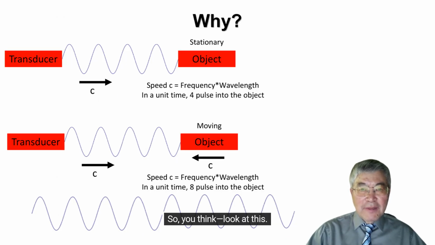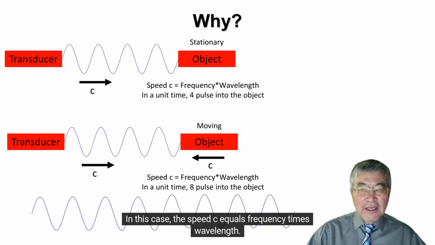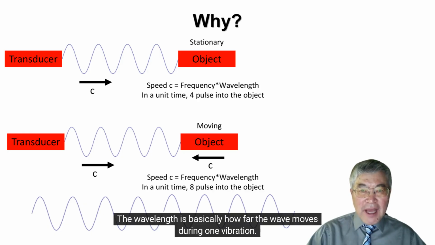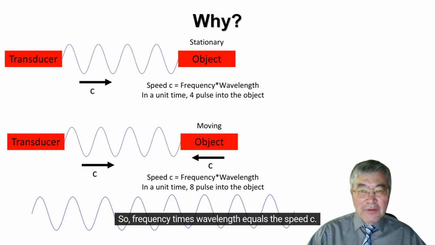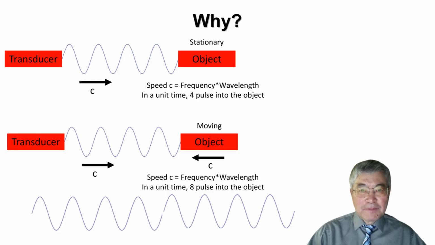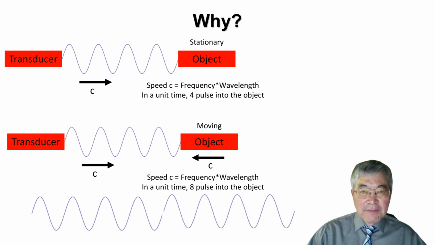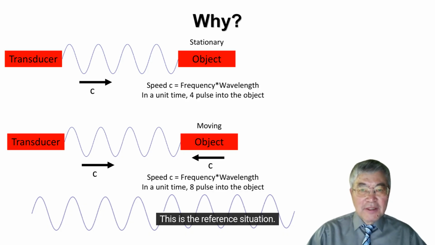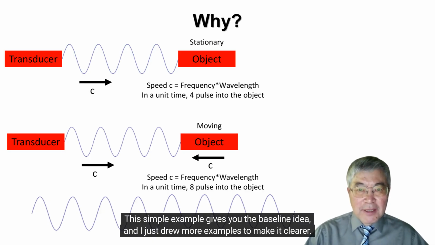So, look at this. The transducer sends out ultrasound waves at the speed of c toward a stationary object. In this case, the speed c equals frequency times wavelength. The wavelength is basically how far the wave moves during one vibration. And how many times do you vibrate? That's the frequency. So frequency times wavelength equals the speed c. Now, in 1 unit of time, in this stationary case, you see 4 pulses. 4 pulses are sent into the object. This is the reference situation. This simple example gives you the baseline idea, and I just drew more examples to make it clearer.